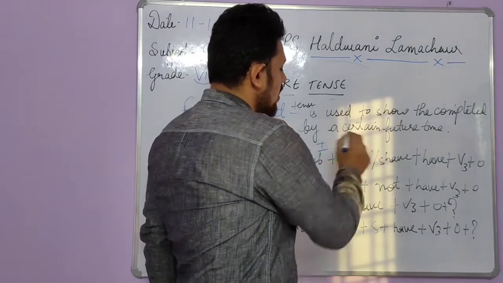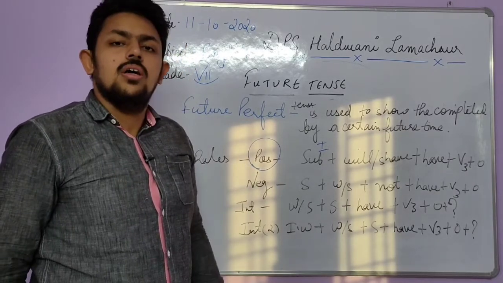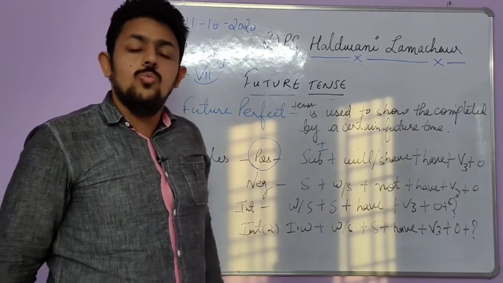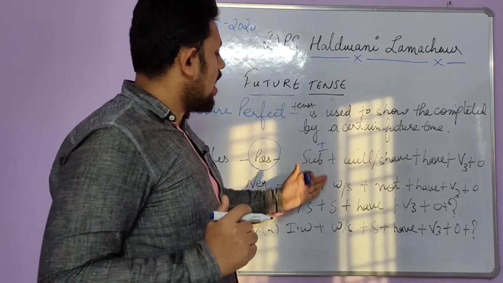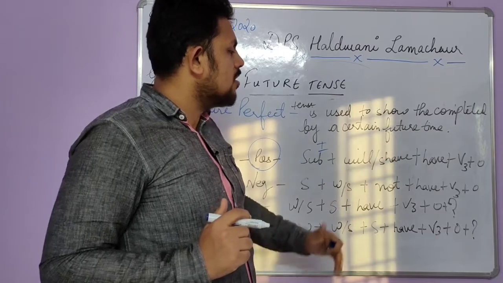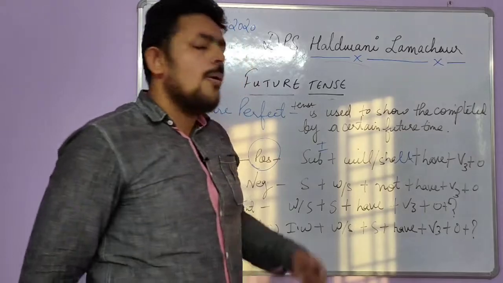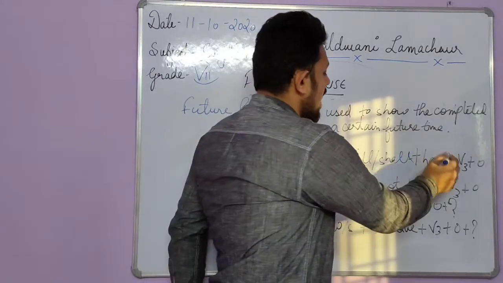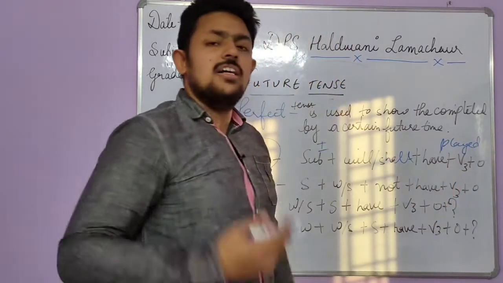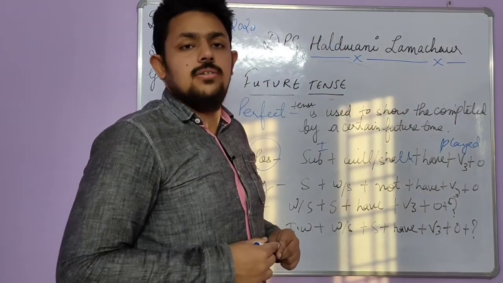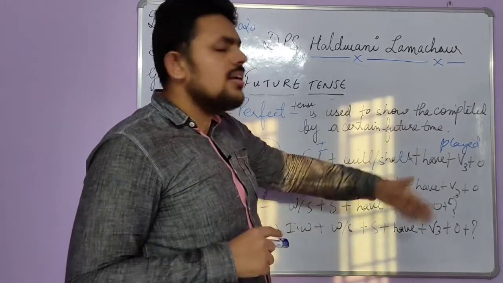I will. What is the change here? What will be the change according to you? In perfect, what do we put? We put has or have. Very easy. I will have. I will have played cricket. I will have played. The third form of the verb. I will have danced. I will have sung. I will have played cricket.